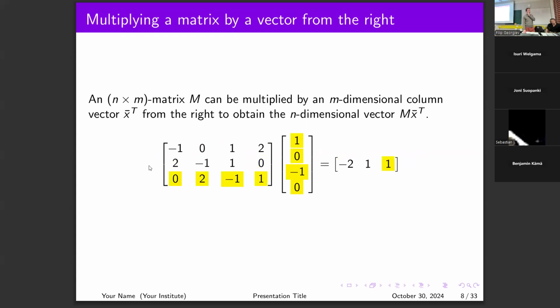Okay, but yes, Sebastian gets 3 points. This should be a column vector. So I should have put the T there. So, okay, good.